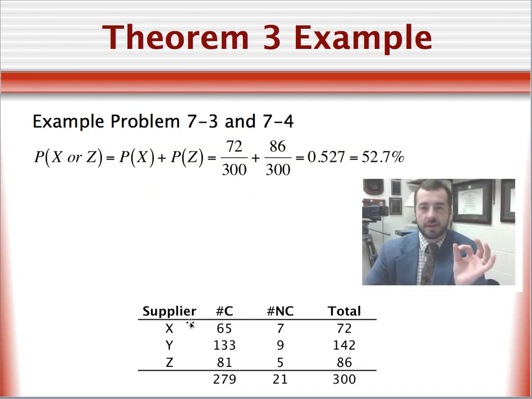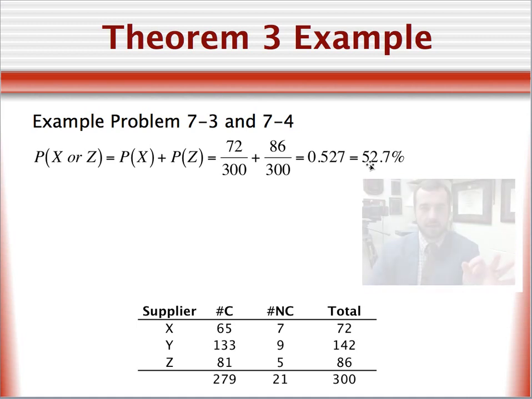All we have to do is take the sum of all the parts from supplier X, 72, divide that by 300, and then add all of the parts coming from supplier Z and divide those by 300, and we add these two terms. So we get 52.7% that we will pick a part from one of these two suppliers.